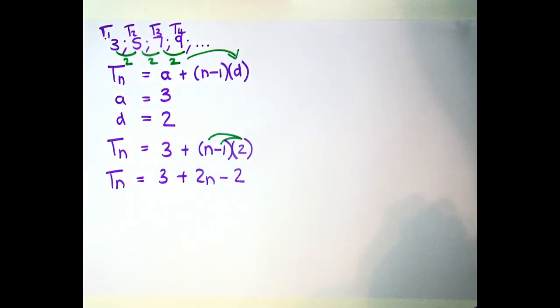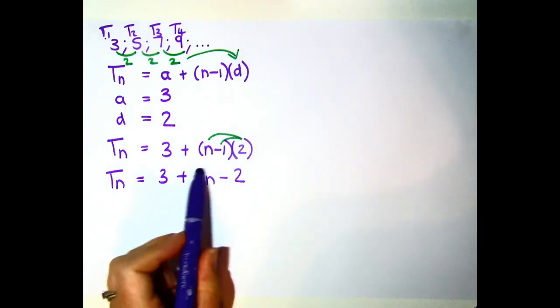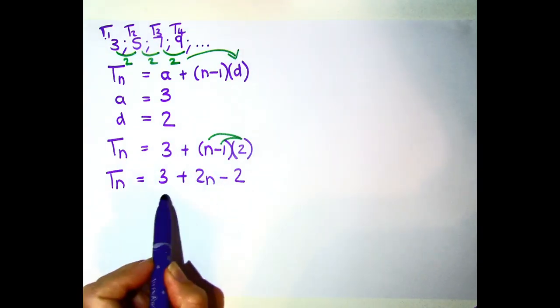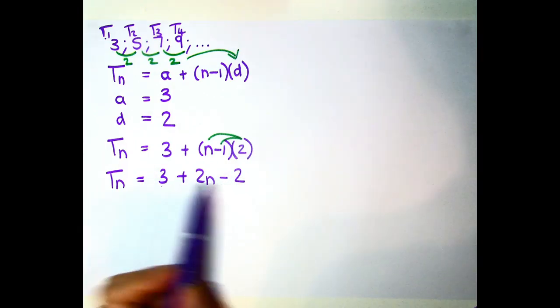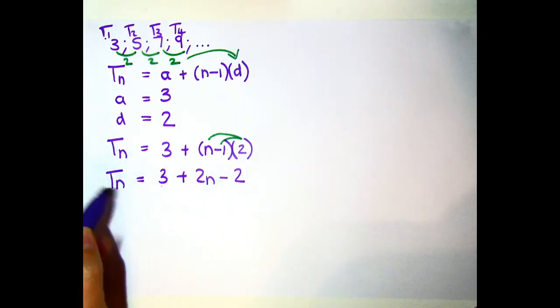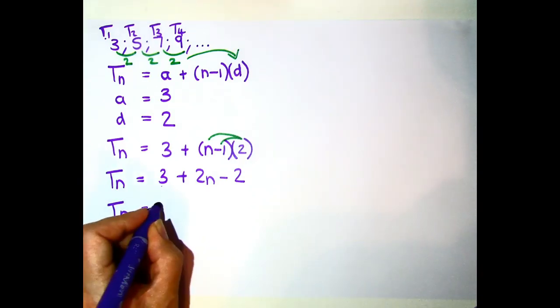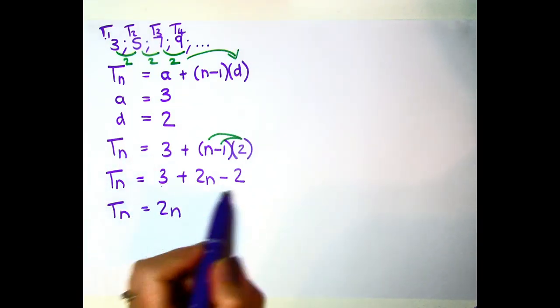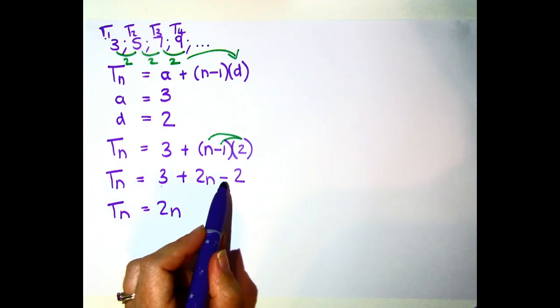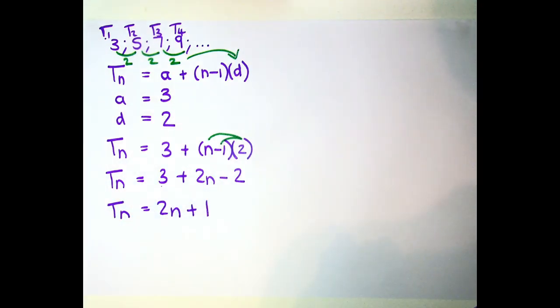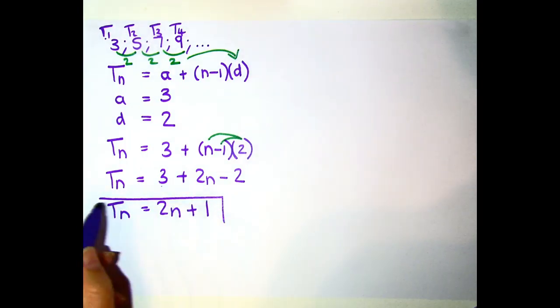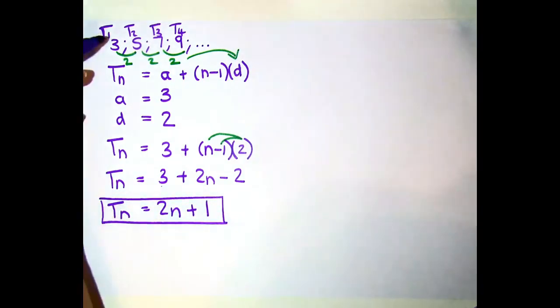I now need to collect my like terms, and there's a convention where I'm going to put the one that's got a coefficient with n first, and then I'm going to collect my constants, which are the other numbers, the normal numbers, towards the right. So I'm going to put the 2n there, and then I'm going to add these like terms. So 3 plus negative 2 is going to give me 1. So this is the general term for this linear number pattern.